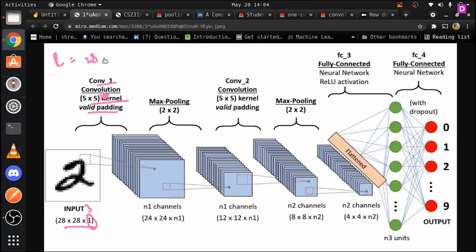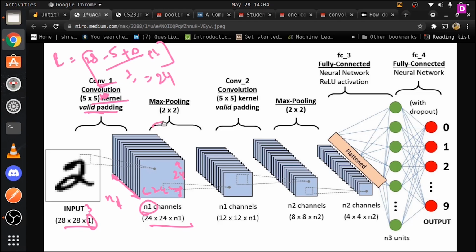28 minus 5 plus 2p, but since this is valid padding, the padding is 0, divided by the stride. It's not given, so it's basically 1, plus 1. So this whole thing comes out to be 28 minus 5, 23, 23 by 1, 23, 23 plus 1, 24. So the height is 24, the width is 24, and the number of channels, or the number of filters, is n1, hence the thickness is n1, right?